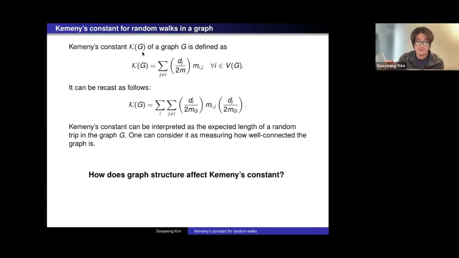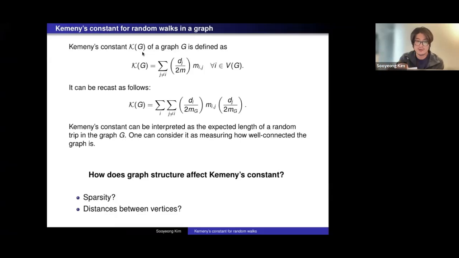So we may have a natural question like this. How does graph structure affect Kemeny's constant? To increase connectivity in terms of Kemeny's constant, what does the graph look like? Maybe should it be sparse or dense, sparsity, or when you pick two vertices at random, are they far away from each other, then is Kemeny's constant larger, or so distance between vertices. So maybe you can think about various factors that affect Kemeny's constant.